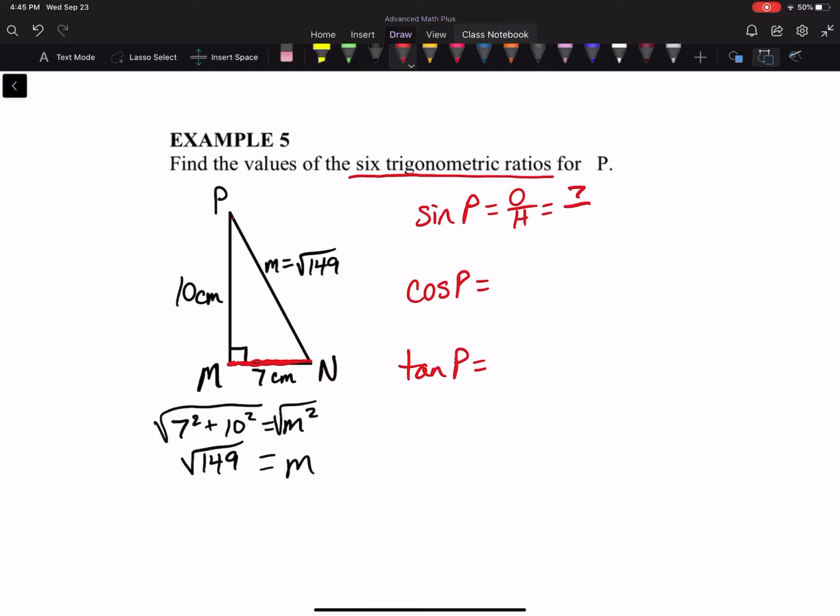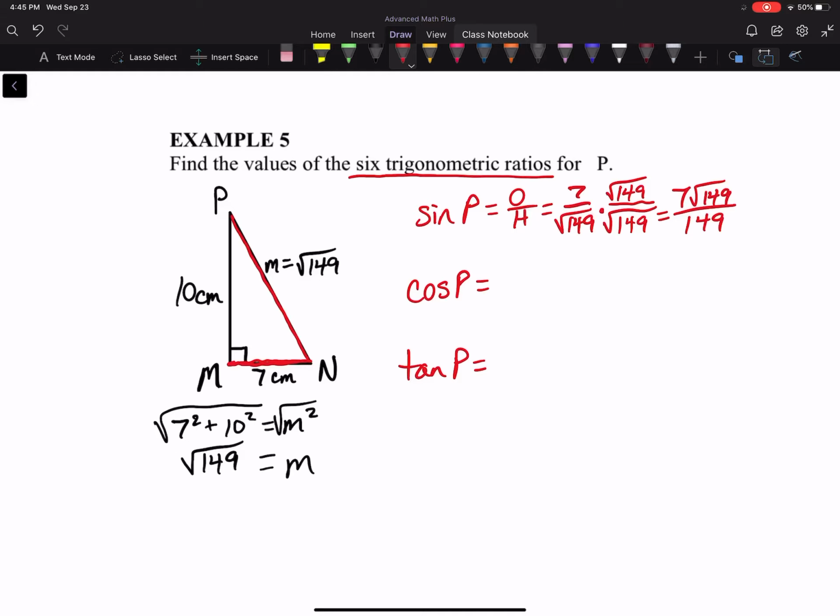The hypotenuse is square root of 149. Now, they don't like leaving square roots on the bottom. So the way we get rid of that is called rationalizing the denominator. We're going to multiply by the square root of 149 over the square root of 149. That will be 7 times the square root of 149 over just 149, because the square root of 149 times the square root of 149 is just 149. And that's all you have to do there, okay?